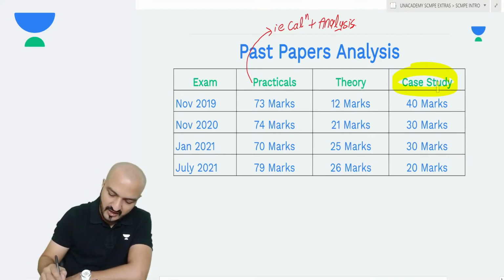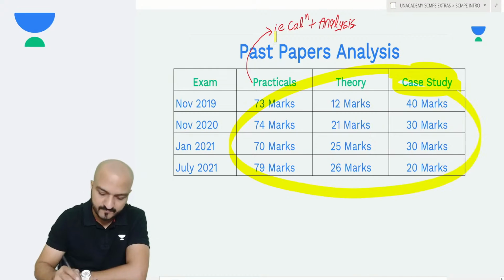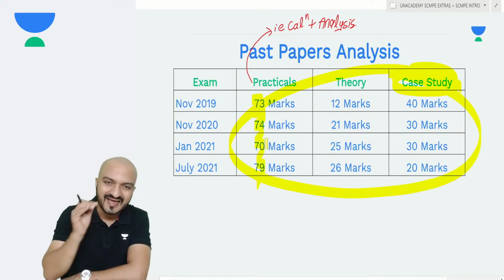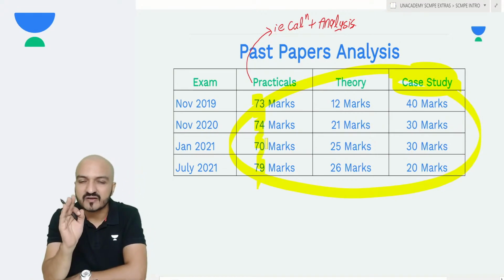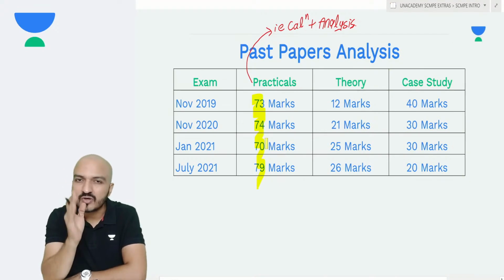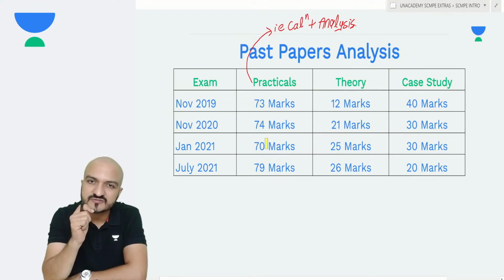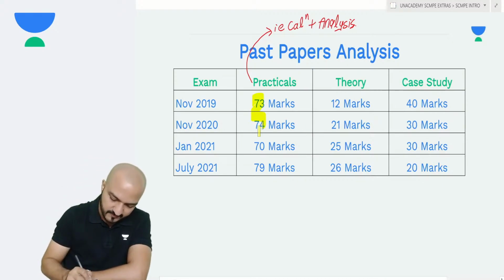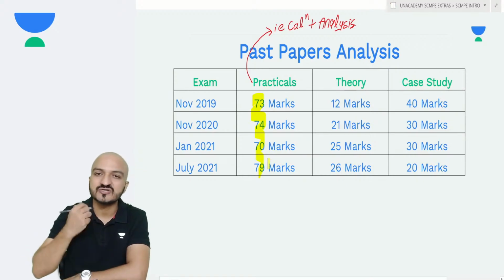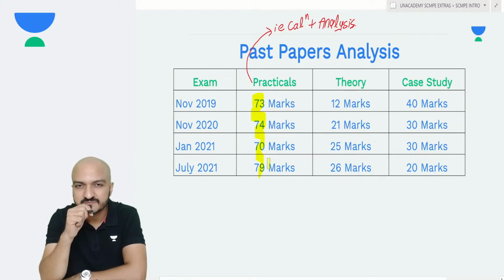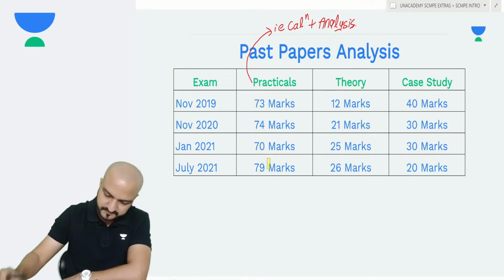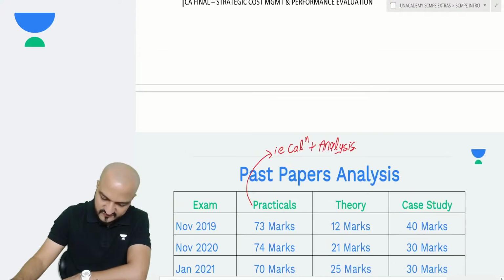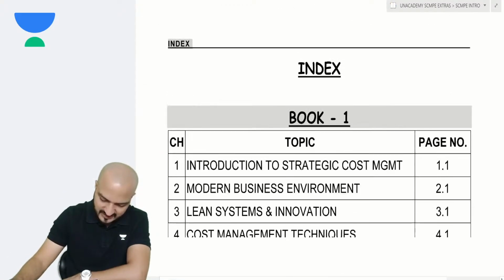Okay? So effectively out of a 100 marks paper, you can answer at least 70 marks in practicals. Trust me, this is a real analysis. If you want, you can check out these past papers to see how much proportion weightage is of practical questions. So that gives you an analysis of what kind of papers come in the exam.